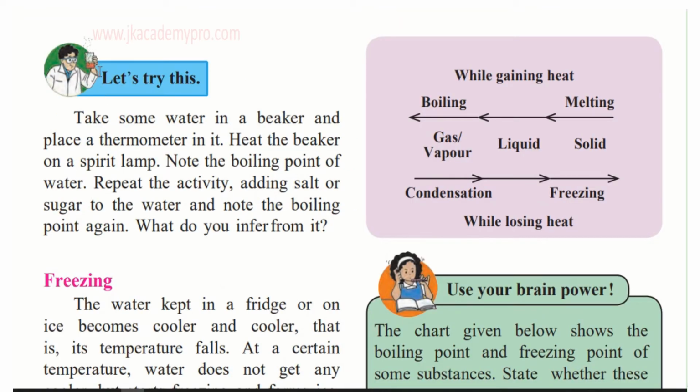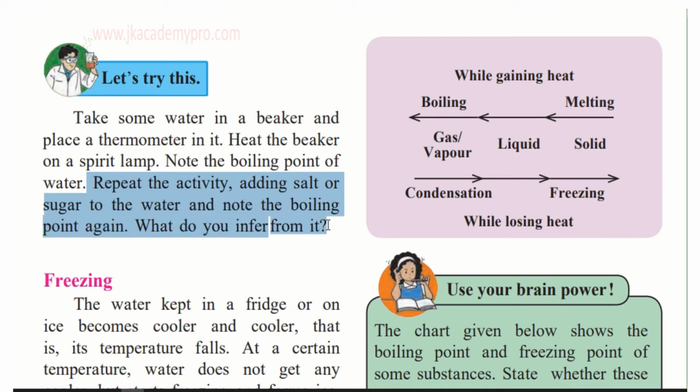Now students, try this activity. Take some water in a beaker and place a thermometer in it. A beaker is a glass-like instrument that you'll get in the laboratory. Heat the beaker on a spirit lamp. That is the spirit lamp; again, you'll get it in the laboratory. Do this experiment always when your teacher is around. Never go alone to the laboratory. Now, note the boiling point of water. Repeat the activity, adding salt or sugar to the water, and note the boiling point again. What do you infer from it?